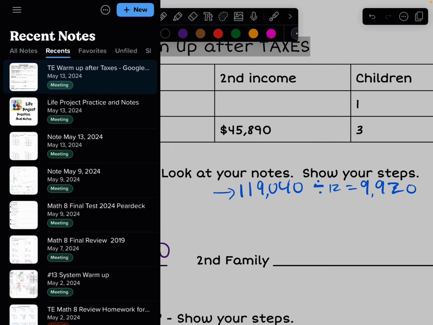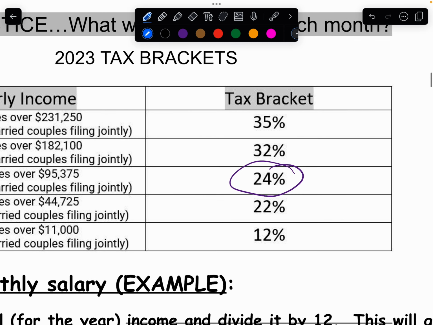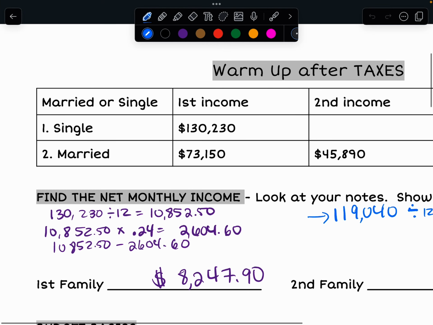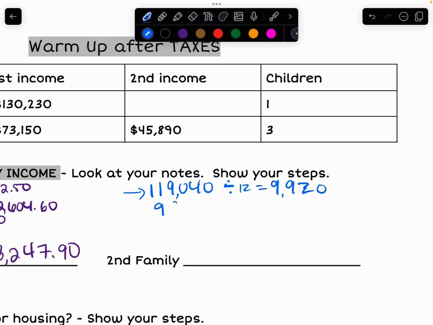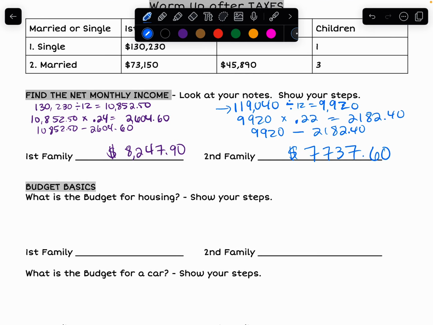Okay, now for this number right here, we need to look at our taxes. So I come up here, I look at 119 as a joint. That's right here, because this is 190. So that is 22%. We're going to take this and multiply that by 22%, times 0.22, and I get, okay, then I take this number and subtract $2,182.40, and I get $7,737.60.